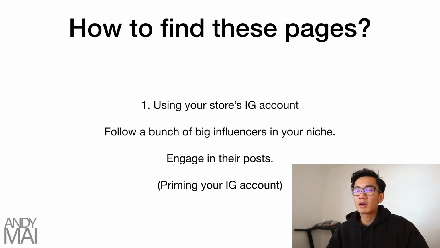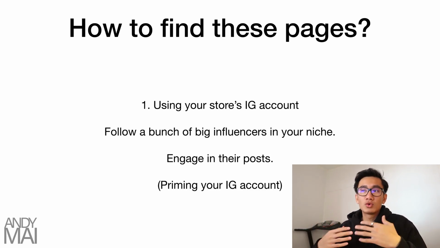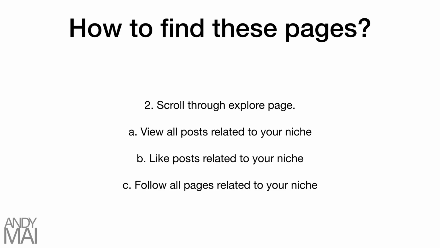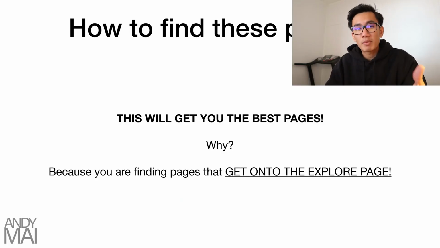And how to find these pages. One, you want to use your store's IG page, and you want to follow a bunch of big influencers within your niche. And what you want to do is engage in all their posts, like, comment, and what you're basically doing is priming your IG account. And then what will start happening is as you scroll through the explore page, you'll start seeing more and more posts related to your niche. And what you want to then do is click on all the posts that are related to your niche, like the post, follow the page, scroll down, and it'll show you even more posts related to your niche. And you just want to prime your account hardcore. And this will get you the best pages.